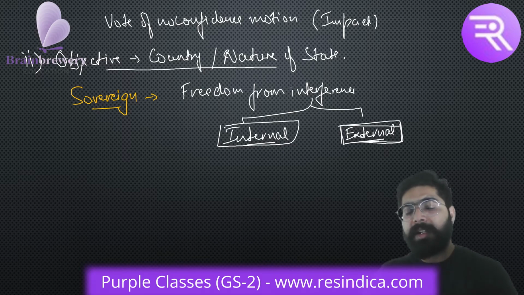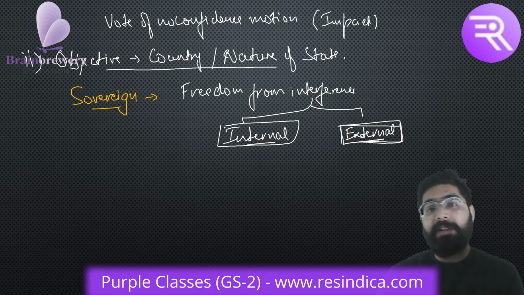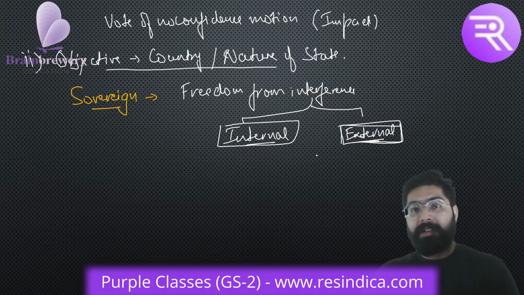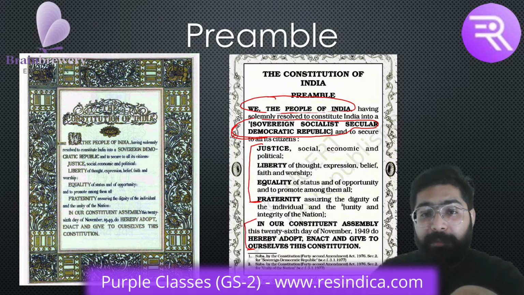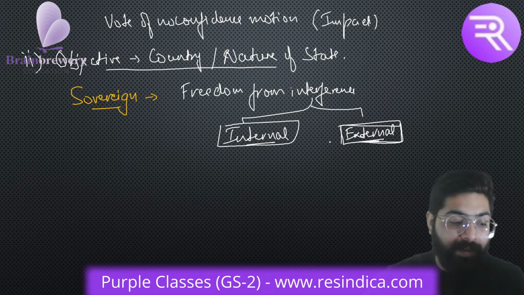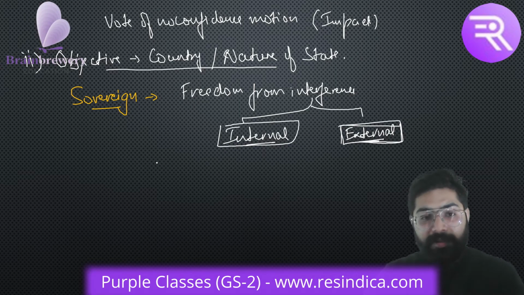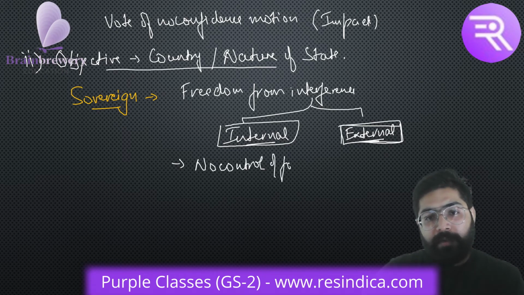But in that case, no other country can directly put pressure on whether you should have a war with China or not, should have a war with Pakistan, or should be a member of the United Nations or not, or a member of the Commonwealth or not. So that type of external interference is what we are saved from. This word refers to this country, whose preamble mentions the word sovereign, being free from any type of external interference. In other words, it also means that there is no control of foreign power.